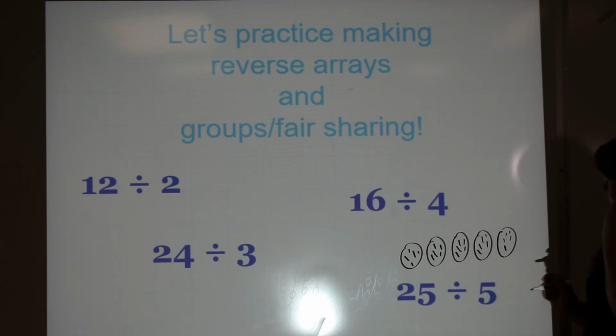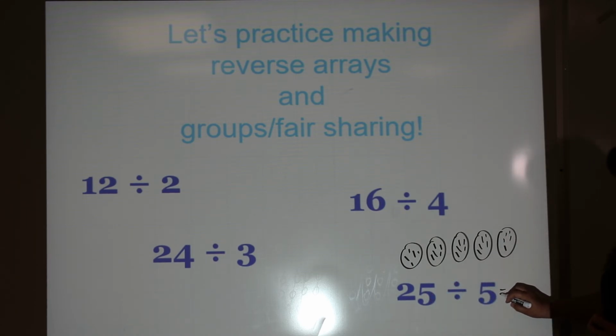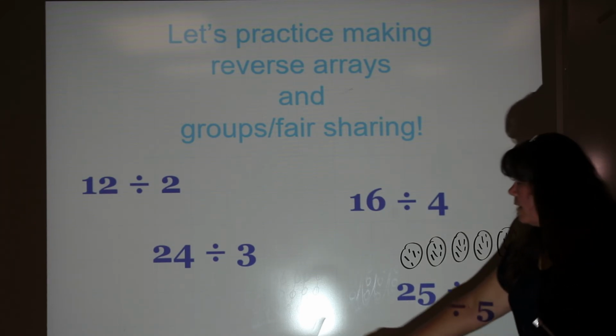Keep checking to see where you have to go to. Sometimes I go over, but I have to keep remembering. 1, 2, 3, 4, 5. Ooh, 25 divided by 5 equals 5. And I know that's true because 5 times 5 equals 25.